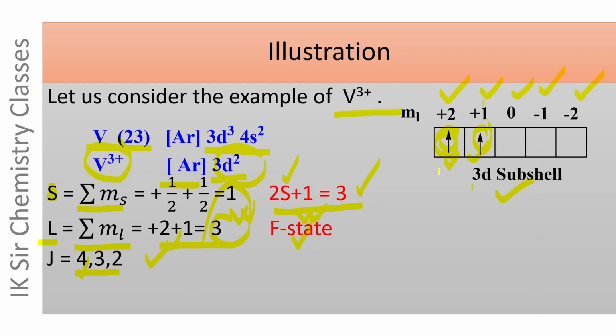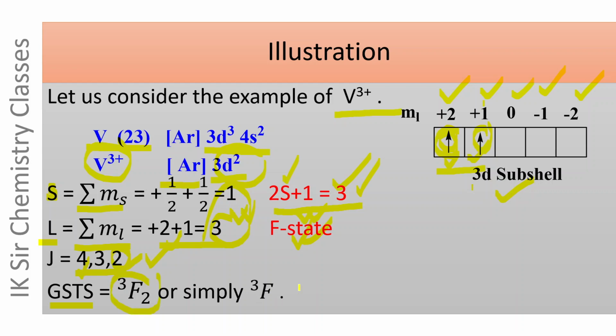Since the subshell is less than half filled, the minimum value of J will be selected for the ground state, and accordingly the ground state term symbol for vanadium triple plus ion will be triplet F2. It can be written simply as triplet F.